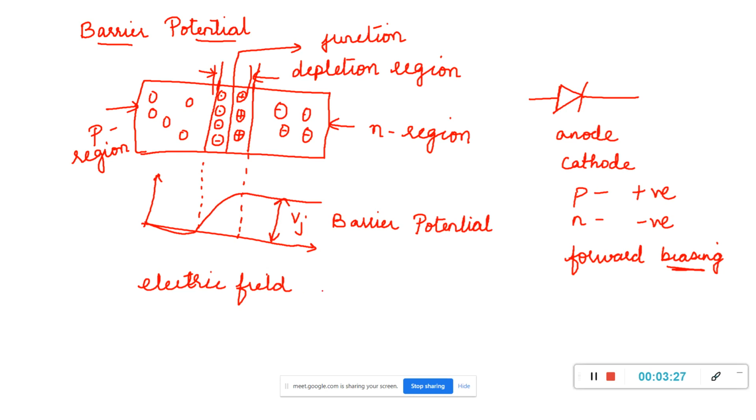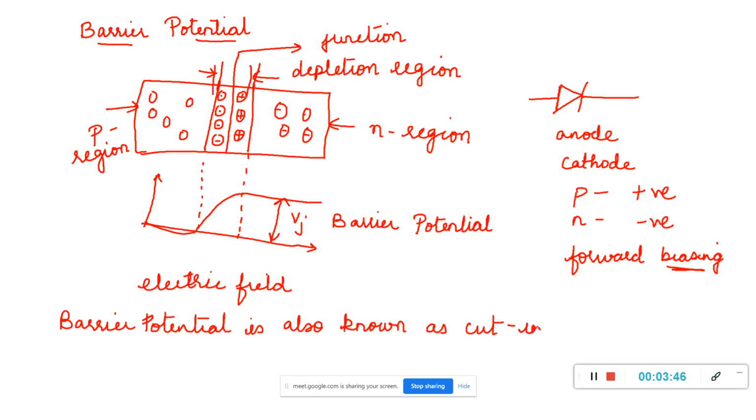The barrier potential is also known as, I'll just write it here, the cut-in voltage of the PN junction. Mark it with double stars. Barrier potential is also known as the cut-in voltage of the PN junction.